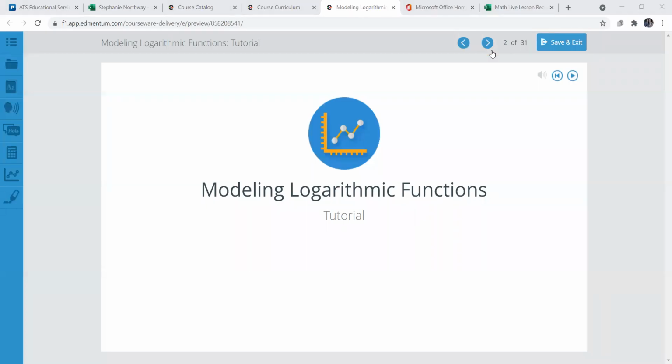Okay, modeling logarithmic functions. This tutorial will take you through log functions, walk you through the process, and all that goes along with it. It'll just give you a better understanding of things, definitions, and so on.